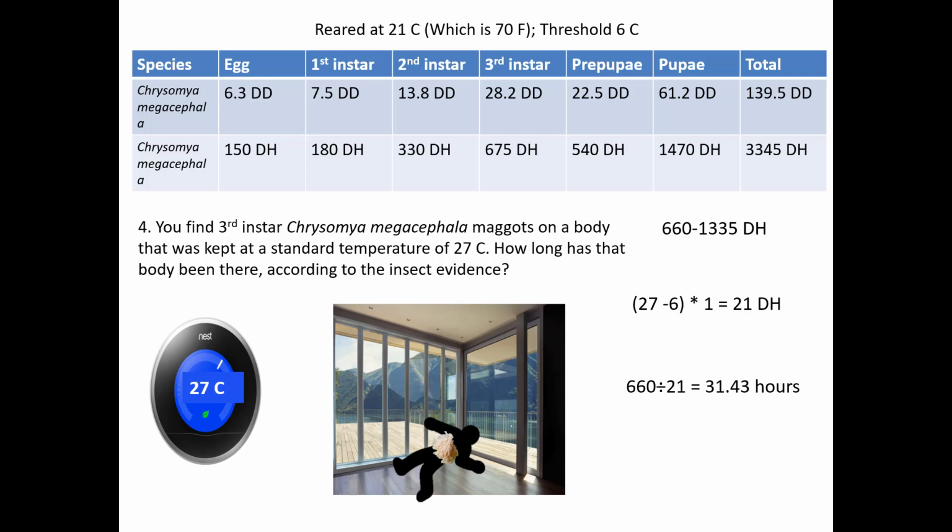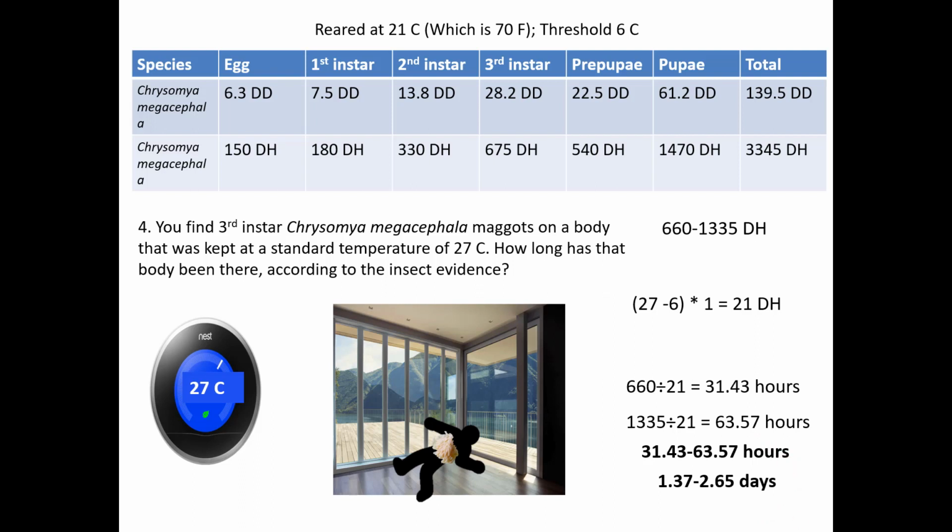Pretty straightforward. Now, the max is 1,335 divided by 21, which is 63.57 hours. So this body has been available for colonization somewhere between 31.43 and 63.57 hours. That's just over a day, not quite 3 days. It might make a little more sense if you put it into days. You can do that just by dividing by 24. It doesn't matter, but it's pretty straightforward here. If you want to do it in days, it's 1.37 to 2.65 days. So that's what we're looking for.